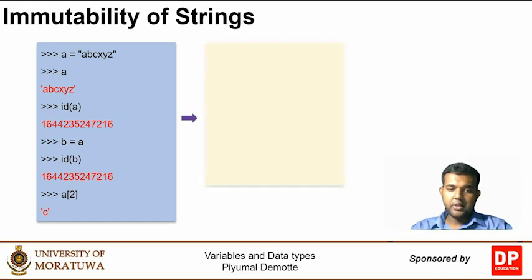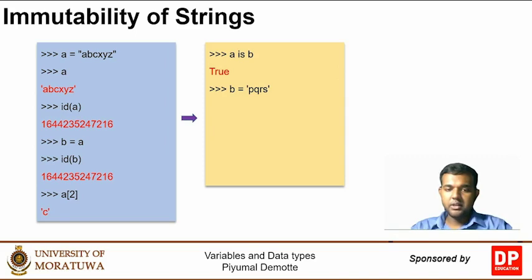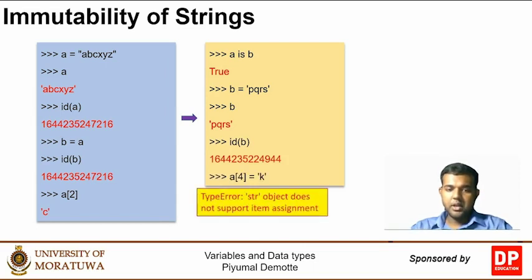If we use the is operator to check whether a and b refer to the same object, it will return true as expected. If we assign a new value to b, a new string object will be created with the new value, and the identity would also be changed. Furthermore, if we try to change the value of the string object using the square bracket operator, it will throw a type error, as strings are immutable objects. In this case, a new object will not be created.